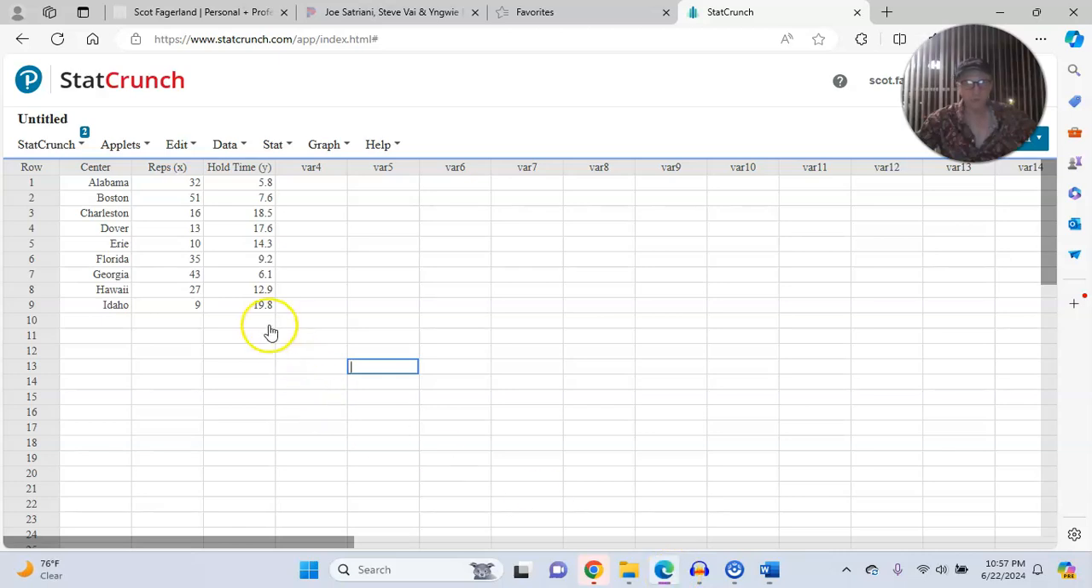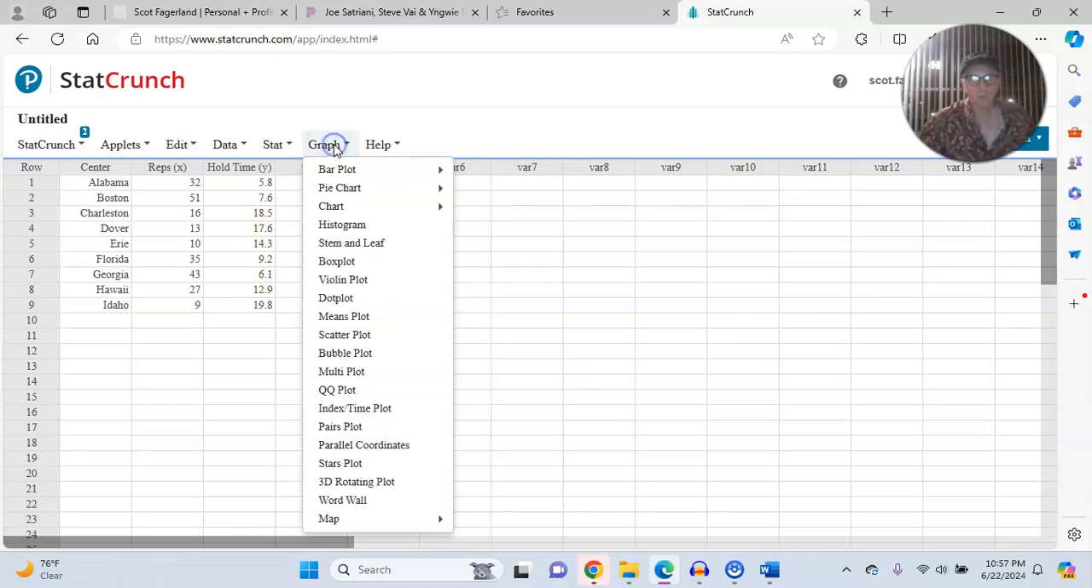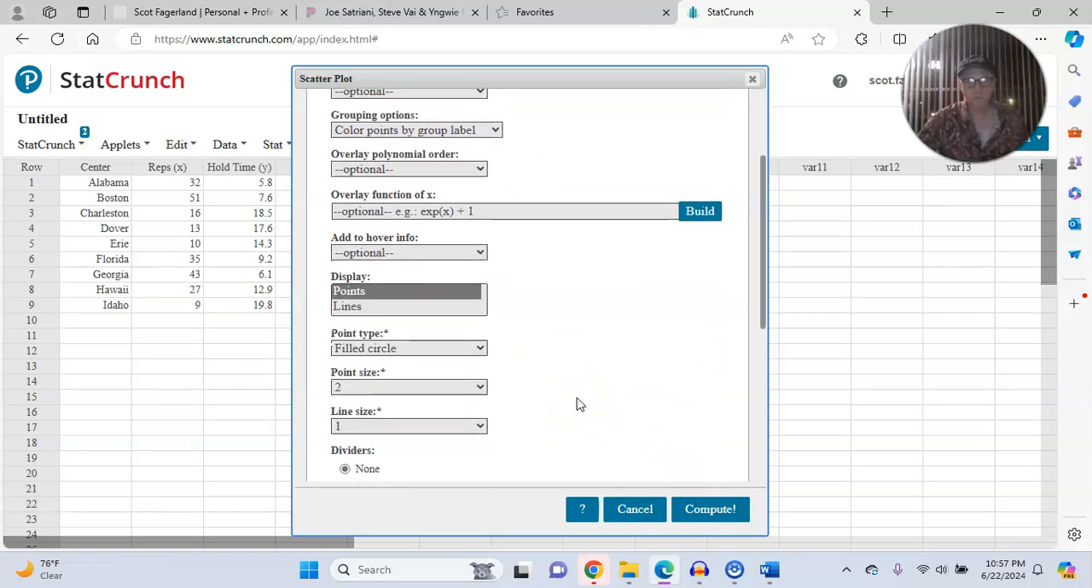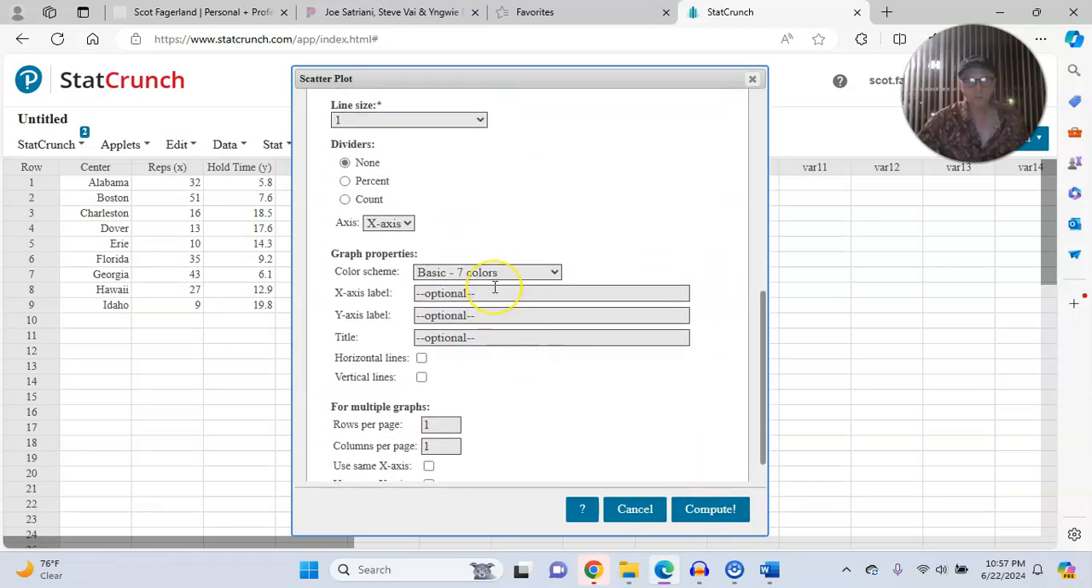Let's go back to StatCrunch and do that again. When we were in section 2.4, how did we graph a scatter plot? We went to graph, scatter plot. We selected the x variable and the y variable. Now before we jump to compute, we have to scroll way down.